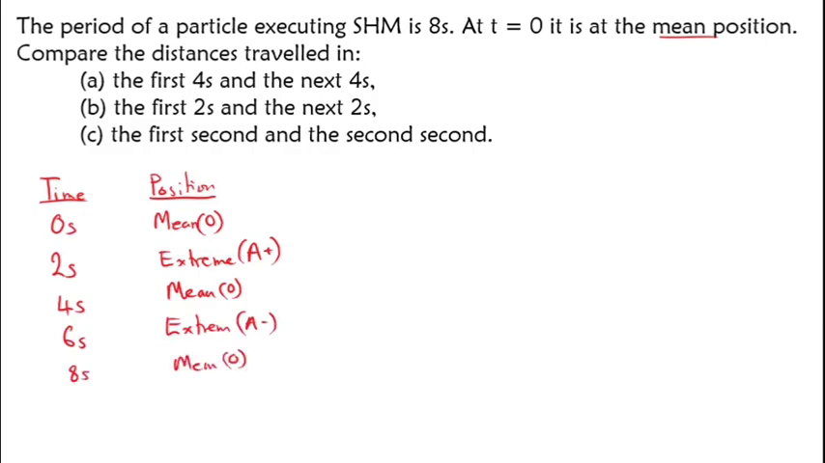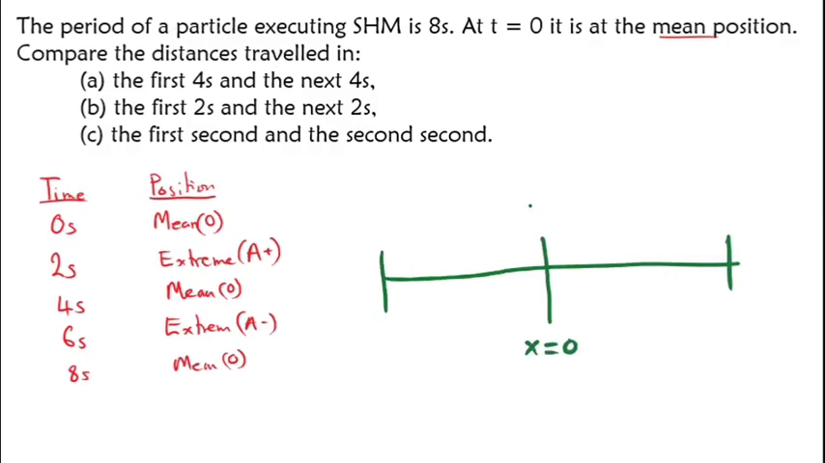So think of it like this. The point at the center here is x = 0. Think of this as the mean position. Then the point on the far end is the extreme A+, the positive amplitude, and this side is the extreme position as well. Then this is the negative amplitude, like this.